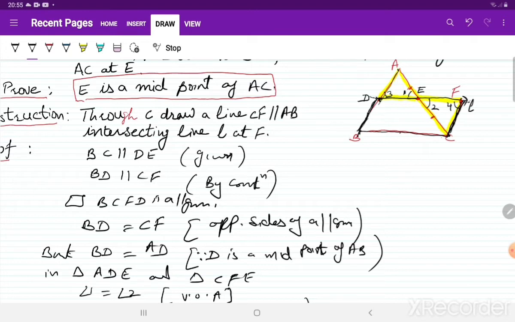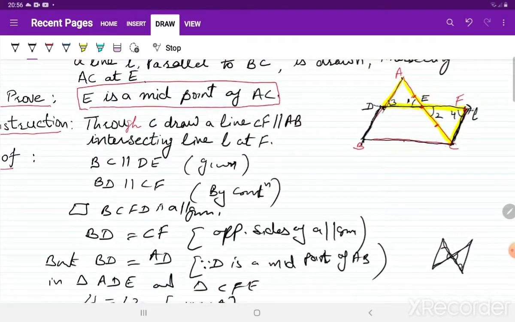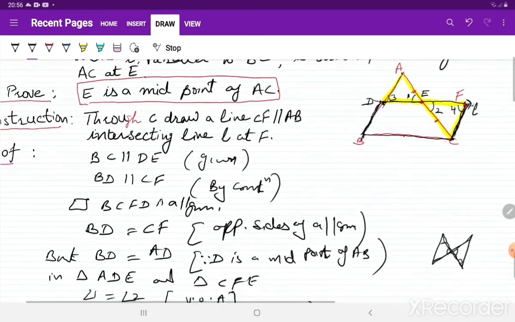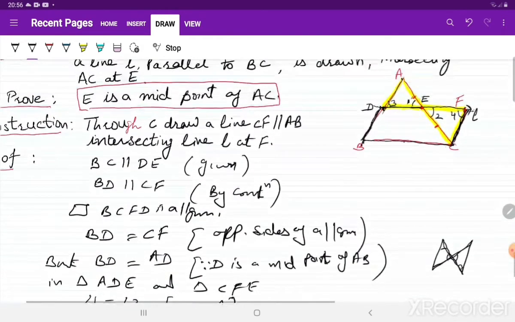So, if two lines are parallel, and I am taking these two lines as parallel and this as a transversal, then all pairs of angles are equal. This is my alternate pair of angles equal. Okay, and these two lines are intersecting. Then the vertical opposite angles will be equal. So here in my diagram, I have AC and DF as intersecting lines. So I have angle 1 equals angle 2. That is vertical opposite angle.